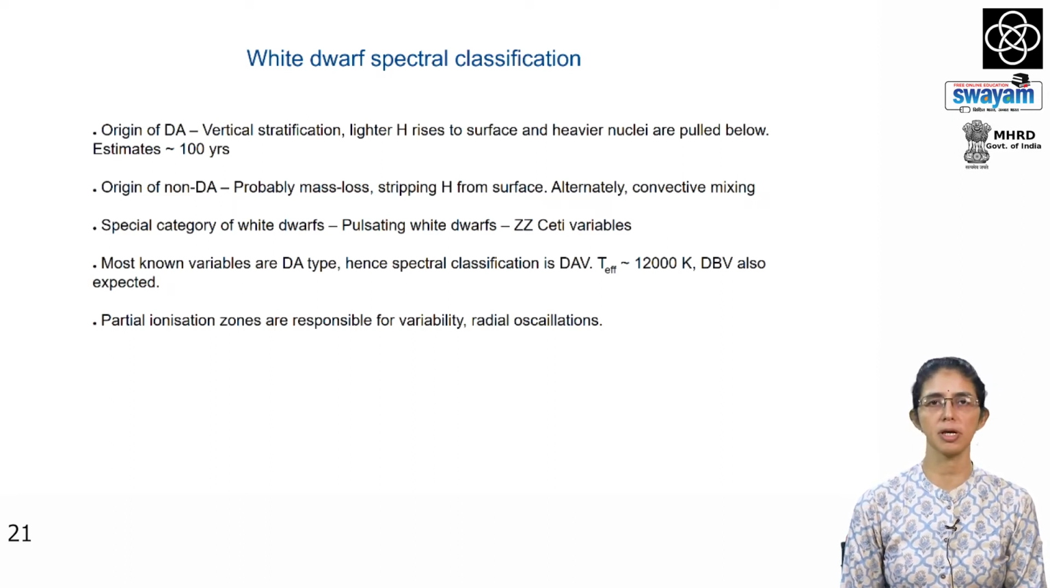Alternately, it could also be because of convective mixing. That is, if carbon lines or metal lines are seen, these have been brought to the surface because of the convective mixing of the outer layers.